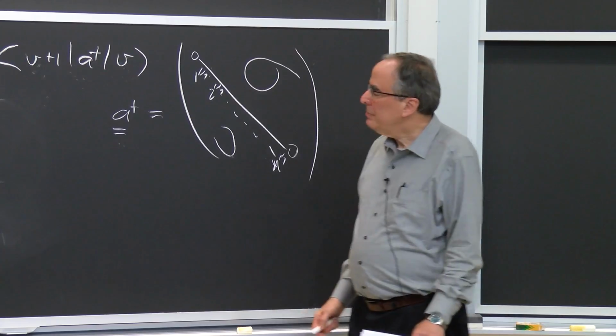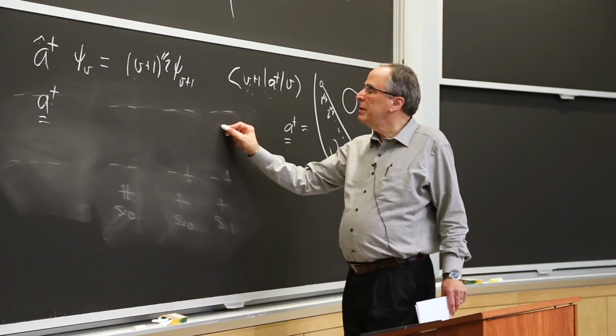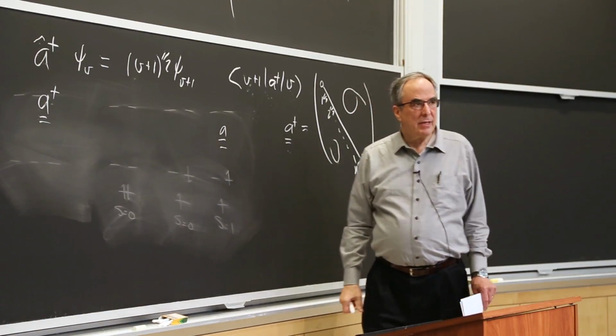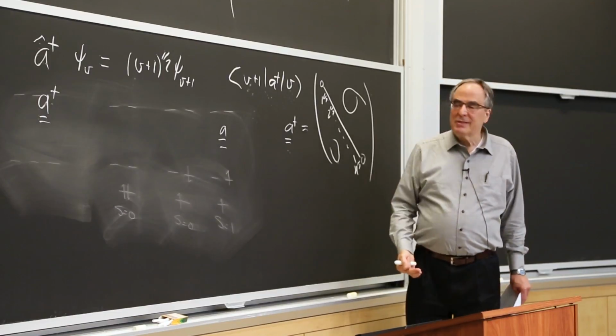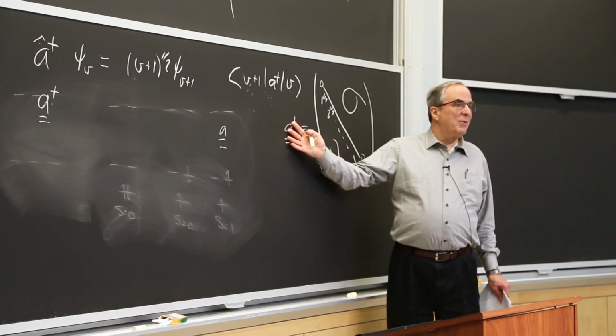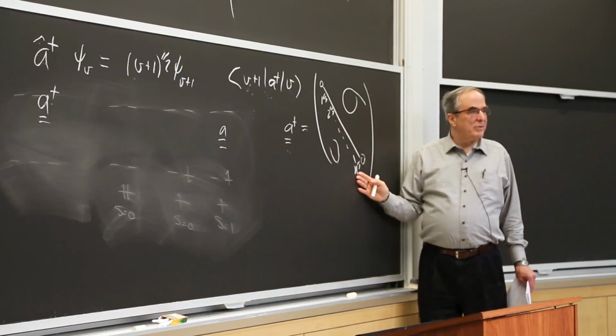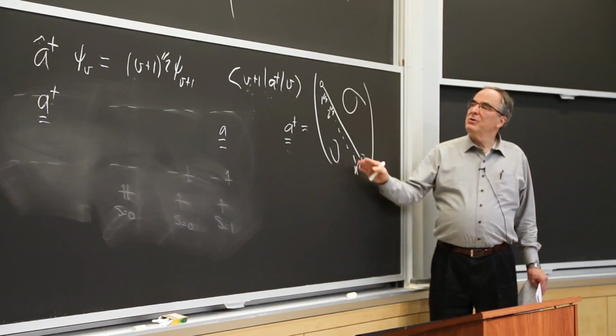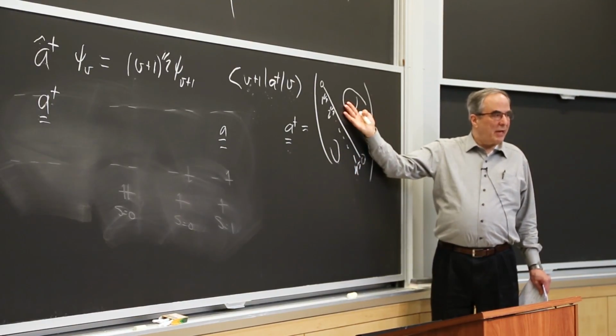So you might ask, okay, what does A look like? And there are several ways to say what A is going to look like, because it's the conjugate transpose of A dagger. Well, these are all real numbers. And so all you do is flip this on its diagonal, and then you get A.